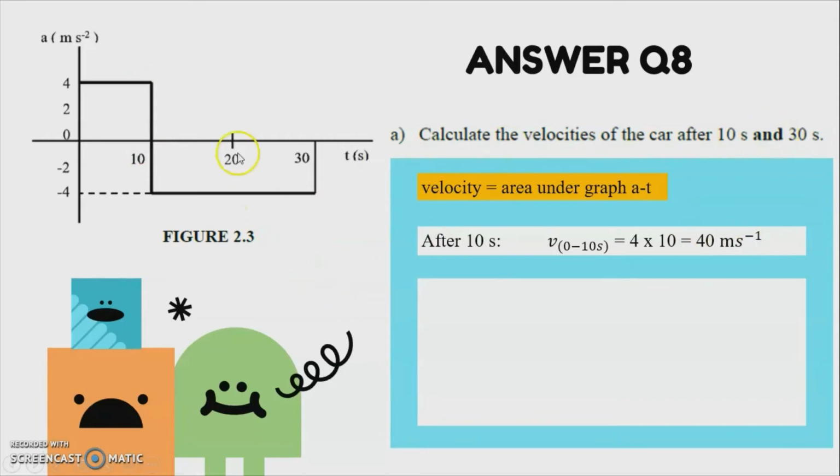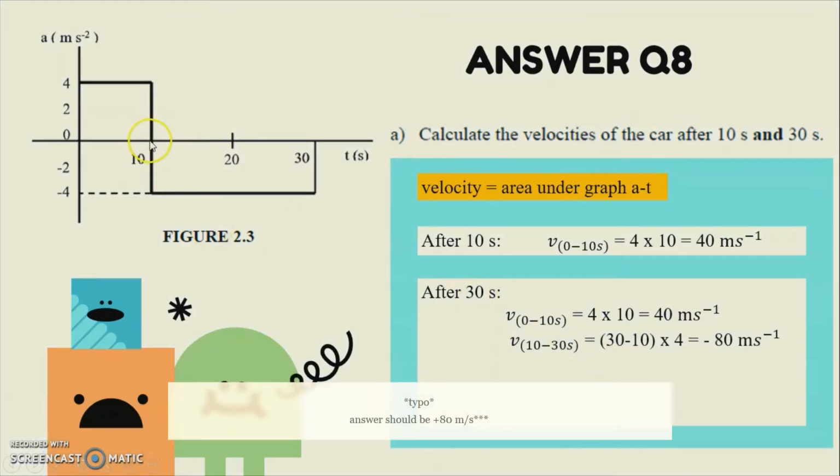Alright, now part after 30 second maksudnya daripada 0 sampai 30. So kita nak kira velocity dia. Macam mana? First awak kena kira yang part inilah, yang 10 second ni. Lepas tu ambil kotak yang kedua ni, which is daripada 10 to 30 second. Awak tak boleh buat 0 sampai 30. Alright, awak kena buat satu-satu.